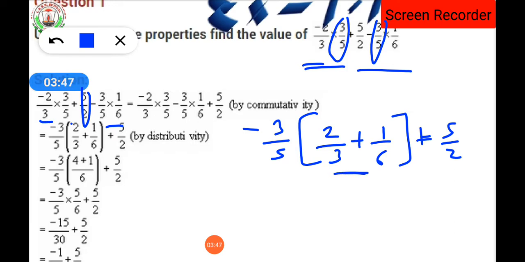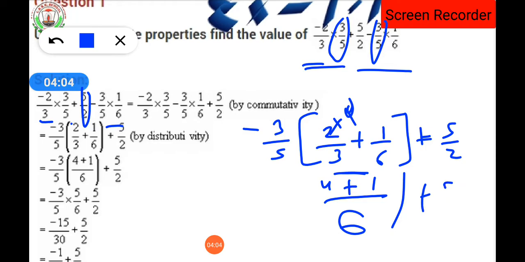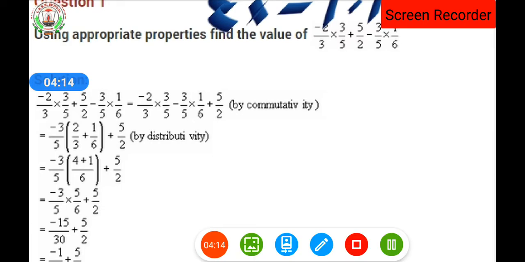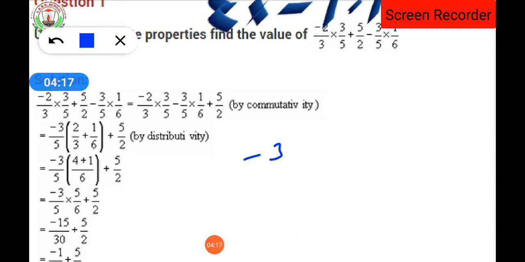Now solving this part, take the LCM, you will get 6. 6 comes in the table of 3 how many times? That comes 2. So 2 into 2 will be 4. So here it will become 4 plus, 6 comes in the table of 6 one time, so 1 into 1 will be 1 itself, plus 5 by 2 into minus 3 by 5. Up to here clear? So here 4 plus 1 will be 5, so 5 by 6 will be that. So finally what equation will we get? We will get the equation as minus 3 by 5 into 5 upon 6 plus 5 by 2.